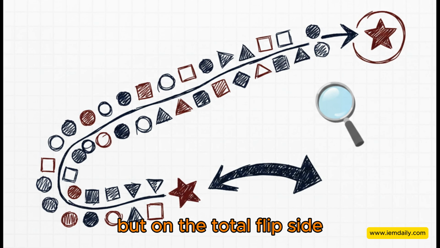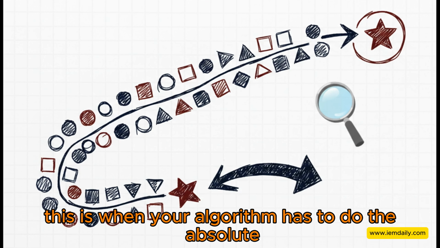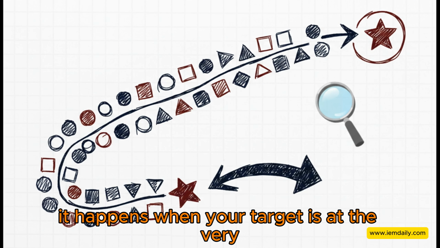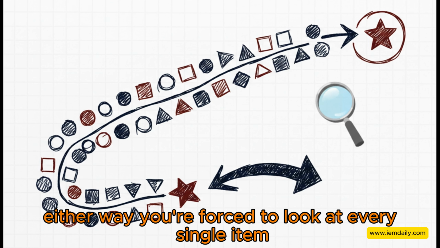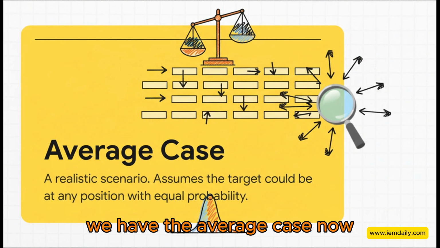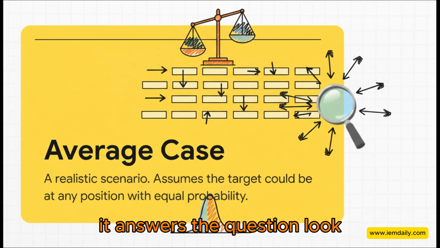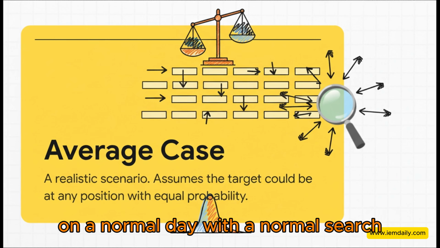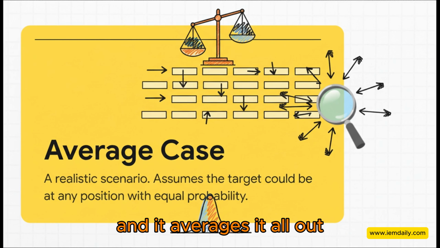But on the total flip side, you've got the worst case. This is when your algorithm has to do the absolute maximum amount of work. It happens when your target is at the very, very end of the list. Or, even worse, it's not in the list at all. Either way, you're forced to look at every single item. And then, kind of in the middle, we have the average case. Now, this is often the most practical and realistic way to look at things. It answers the question, look, on a normal day with a normal search, what can I expect? It just assumes the item could be anywhere and it averages it all out.